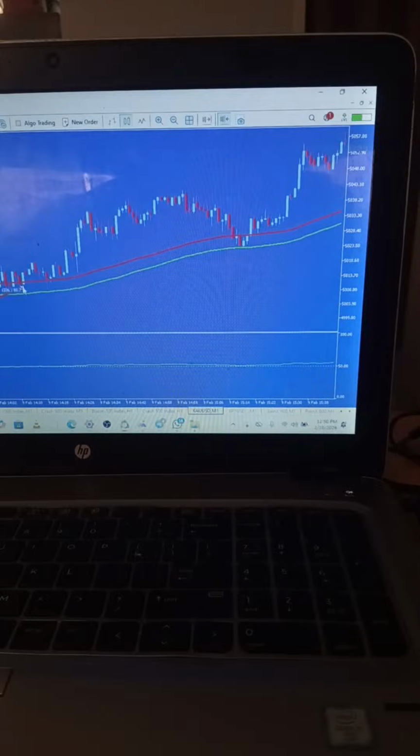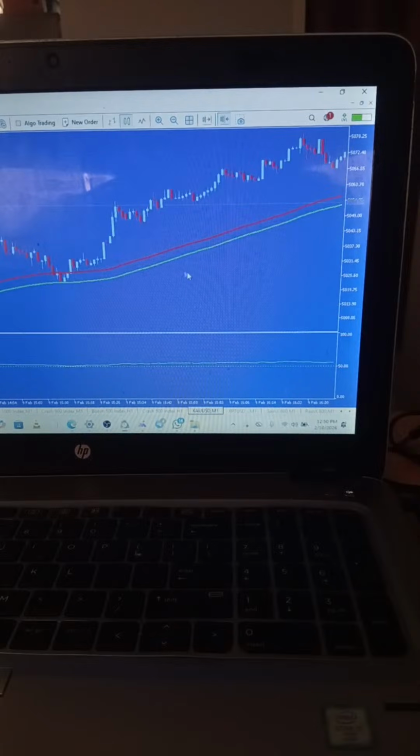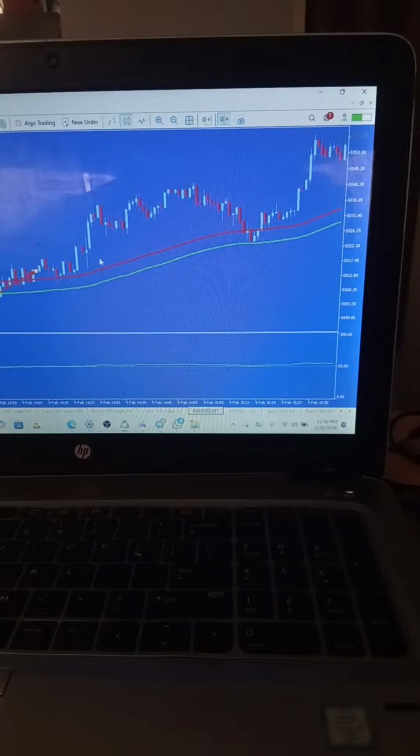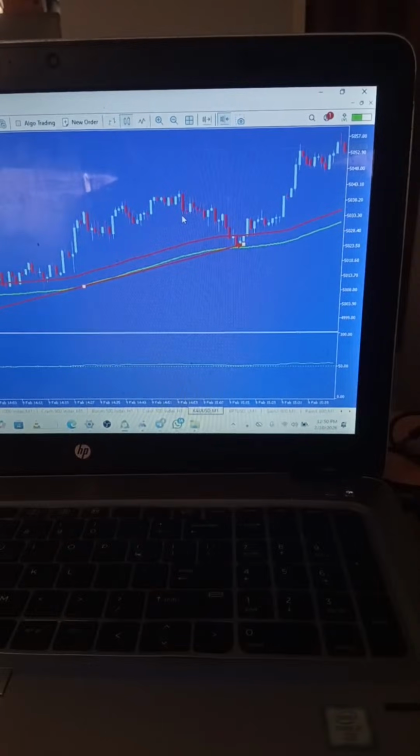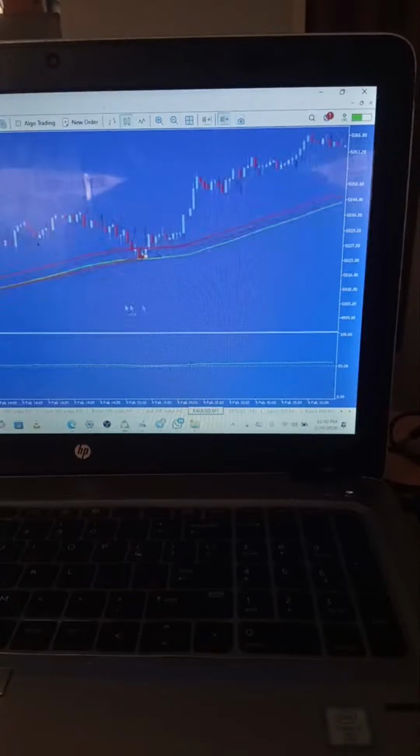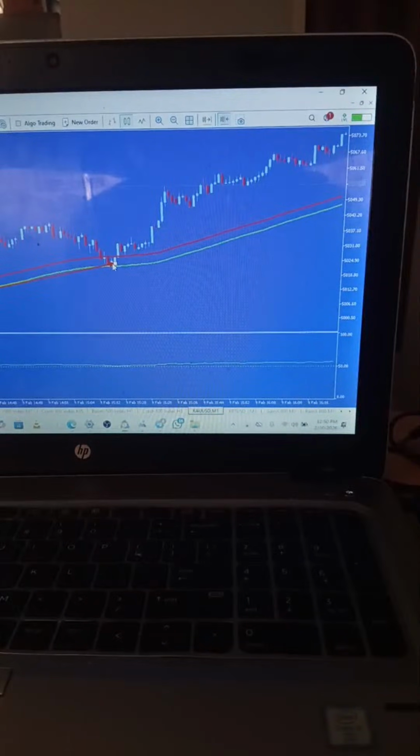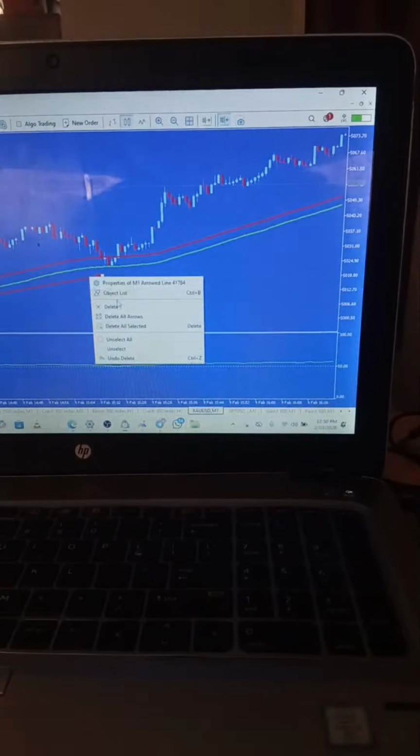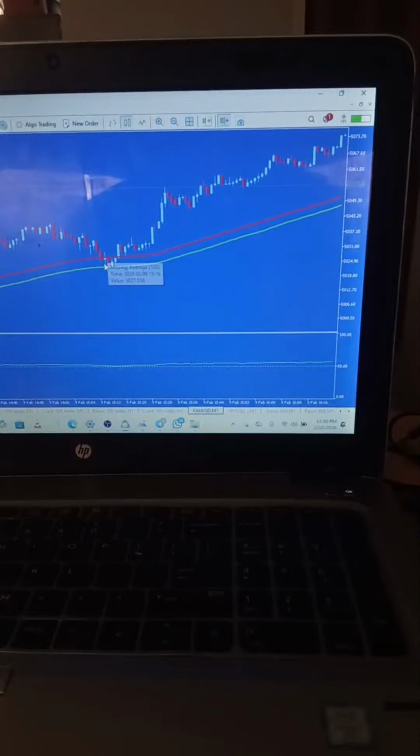Then the next one is a pullback. The other strategy is a pullback. Price is already trading above. For example, price was trading above this channel. Then when price makes a pullback here, we wait, because these lines that you have here, the moving average band, act as a dynamic support and resistance. So in this particular case, since price was above, it will act as a dynamic support. You can see price failed to break these moving averages. So from there, we get our entry, but we're not just going to enter immediately. We are going to make use of candlestick patterns.